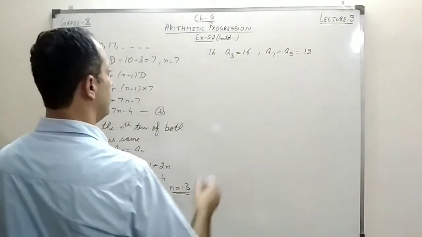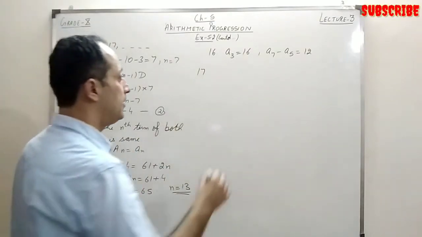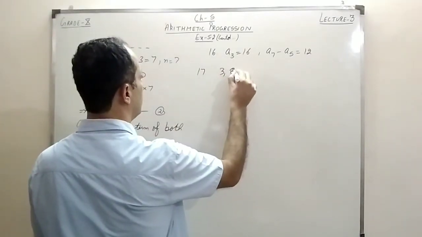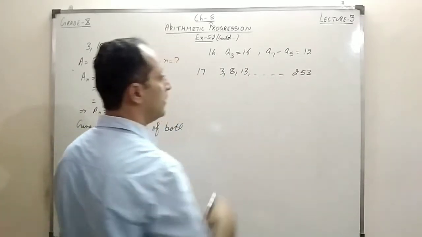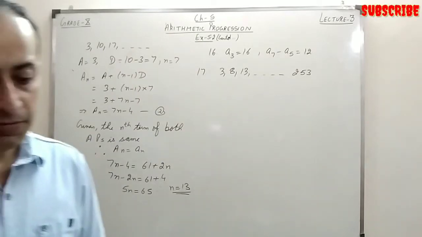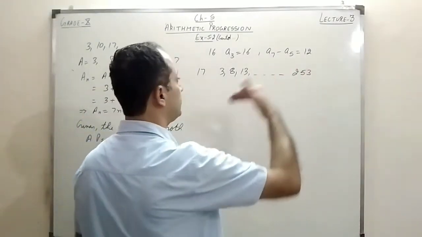Now, what is given in the 17th question? There's an AP given to us as 3, 8, 13, and so on till 253. Now, what do I have to do? I have to find the 20th term of this AP from the back side.